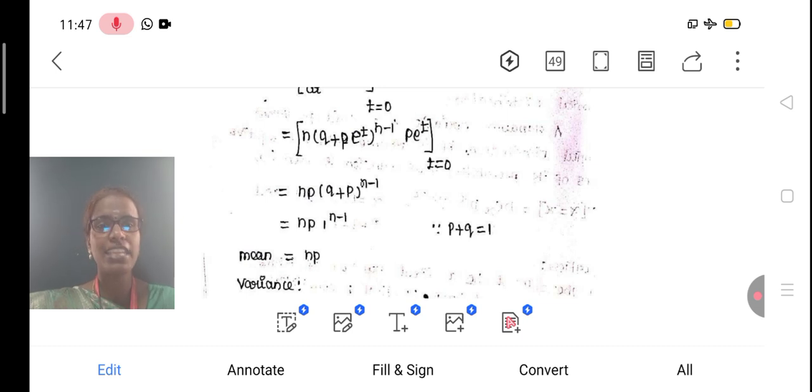So p plus q is what? Yes, the value is 1. So 1 power n minus 1, and 1 power n minus 1 is always 1. So we get the mean as np.